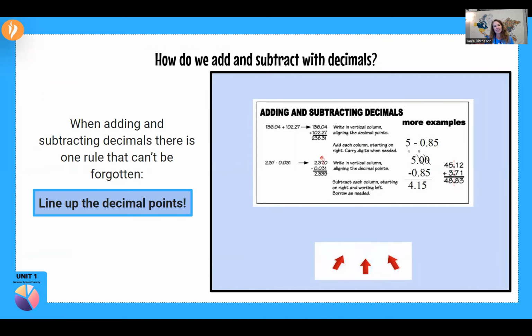So when you are adding and subtracting decimals, there's one rule that can't be forgotten. And you guys did this as we were reviewing the fifth grade standards. So this should not be new information for you at all. Make sure you line up those decimal points.